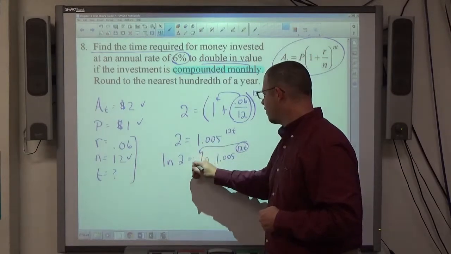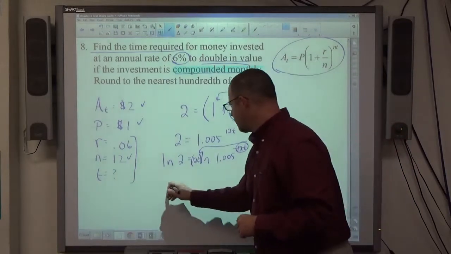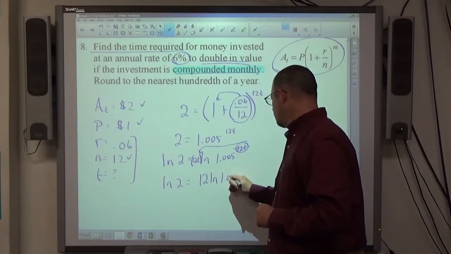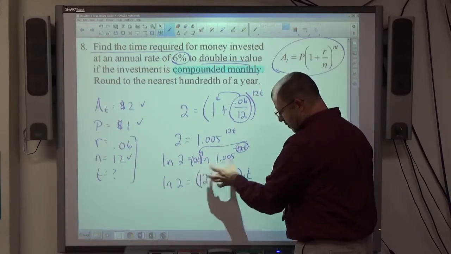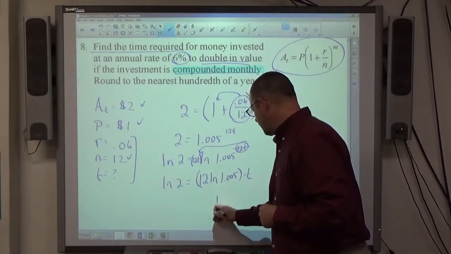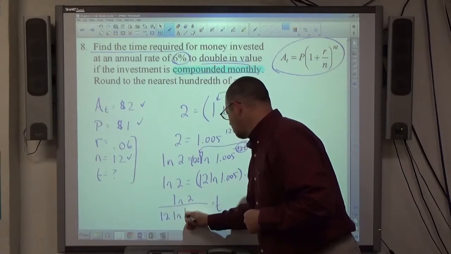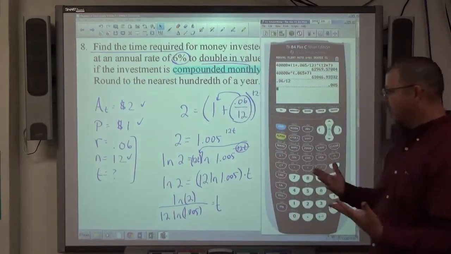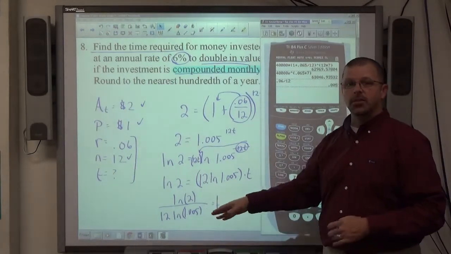12t, the power comes out here in front. Alright, and what I end up with is ln2 equals, let's go 12 ln 1.005 times t. That times that times that, so that t can be pulled out, and then this is with that. So to get t, I just have to divide this by that. So t is going to equal ln2 on top over 12 ln 1.005 on the bottom. And again, this comes down to entering things in your calculator properly. So show all your work. Give me that right there, you're going to get almost full credit, because that's the right answer. It's just a matter of getting a number value.